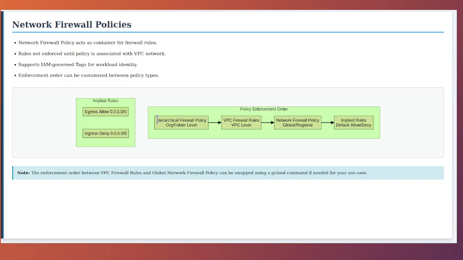Every VPC also comes with implied firewall rules. There is a default egress allow rule permitting all outbound traffic to any destination. Conversely, there is a default ingress deny rule blocking all inbound traffic from any source. These implied rules provide a secure by default baseline that your explicit rules build upon.